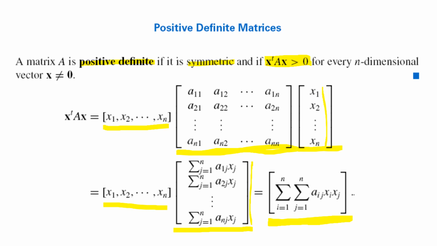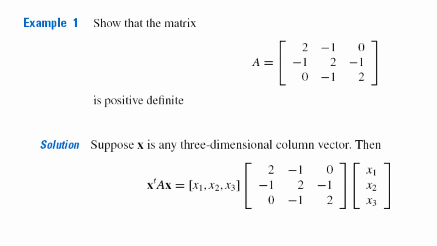And the definition shows that a matrix A is positive definite if it is symmetric and x transpose Ax is greater than 0. If this is greater than 0, then matrix A is positive definite. We consider the example. Here A is a 3 cross 3 matrix. We have to show that this matrix is positive definite.